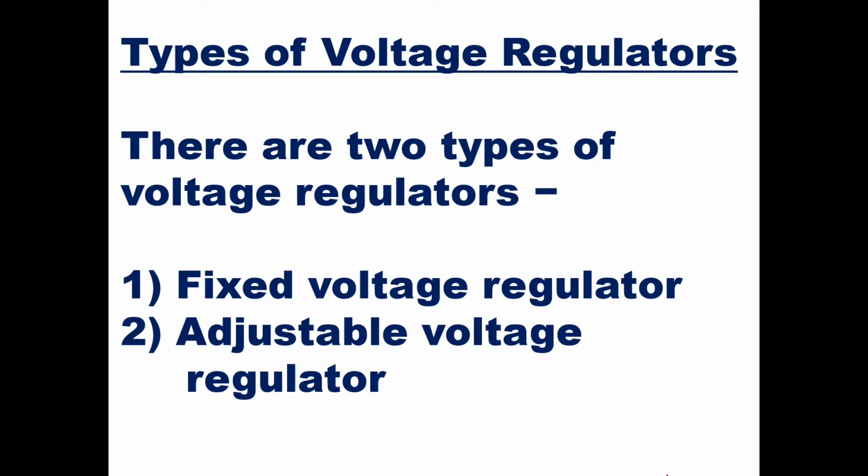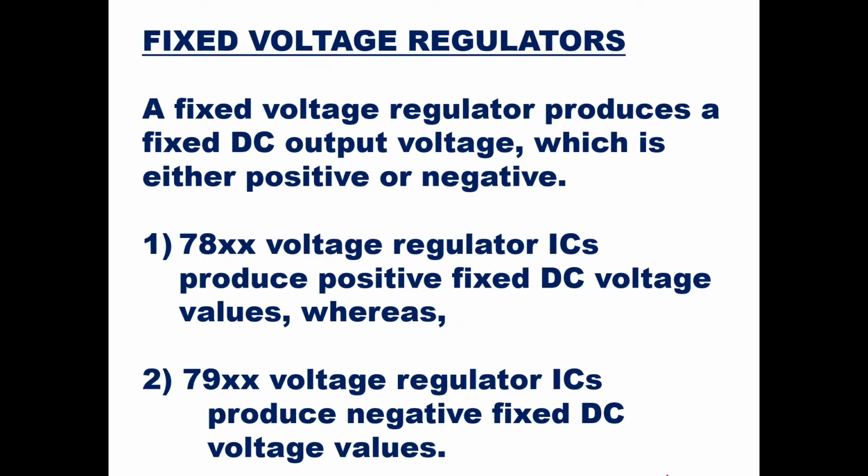In IC voltage regulators, we get two types. One is called a fixed voltage regulator and another one is called an adjustable voltage regulator. In a fixed voltage regulator, the output can be positive or negative, but it is a fixed value. Fixed output will be coming out of the fixed voltage regulator. Whereas in an adjustable voltage regulator, the output can vary in a given range, and in that range you can choose what output you want, and at that particular setting you will get the correct output voltage. First we'll see what we mean by fixed voltage regulator.